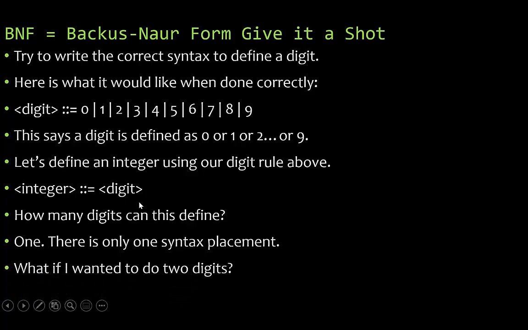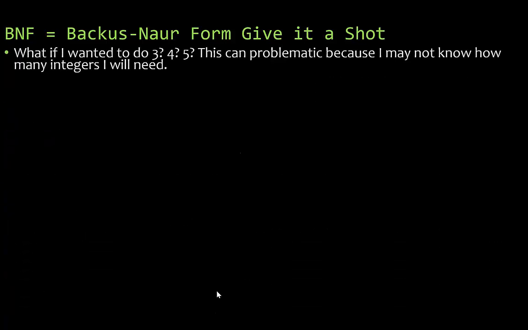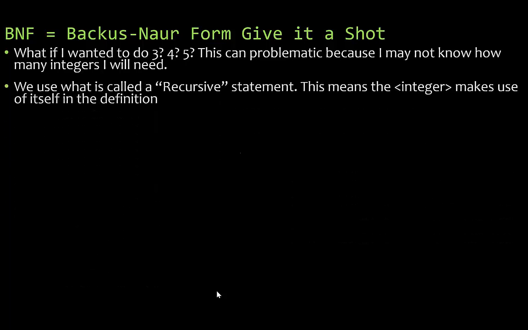What if I wanted to do 2 digits? Oh, no problem. I define integer as digit, digit. Now, you might be saying to yourself, what if I want to do 3, 4, 5? Well, this can be problematic because I may not know how many integers I'm going to need. We use what is called a recursive statement. This means the integer makes use of itself in the definition.